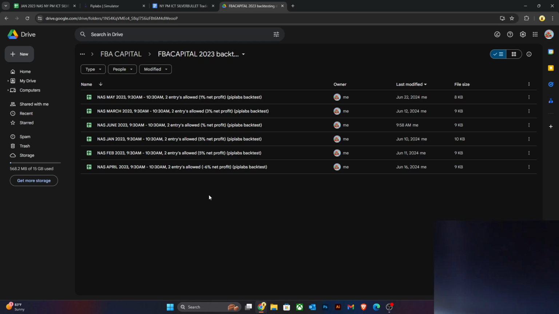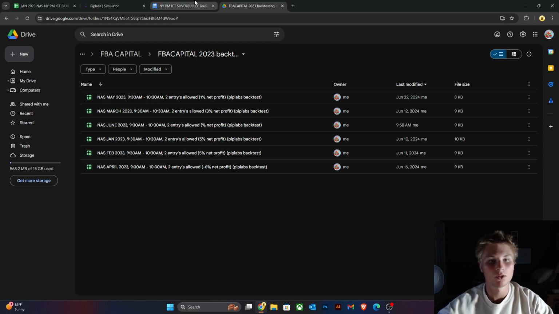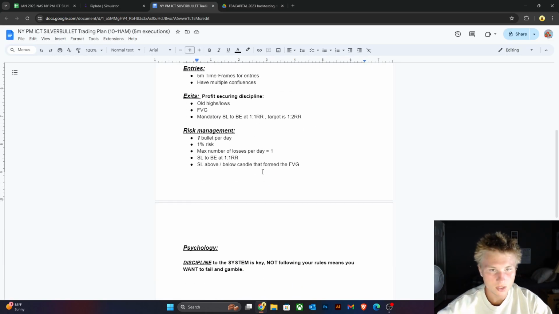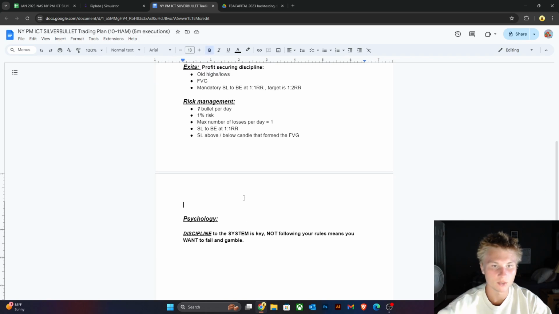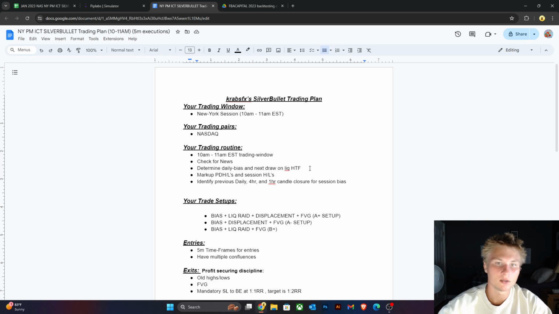Actually, it looks like I've got to clean up my camera, but we're testing out the Silver Bullet, and we're going to be backtesting this. So I have adjusted it a little bit to meet my criteria, what I want to look for. So I'm going to be trading only NASDAQ from 10 a.m. to 11 a.m. Eastern Standard Time.